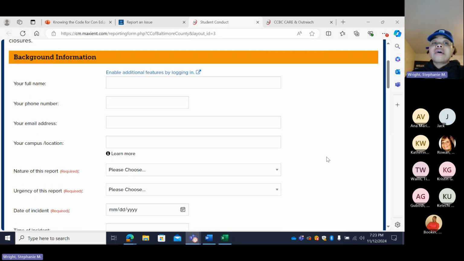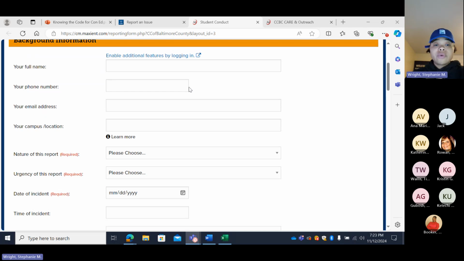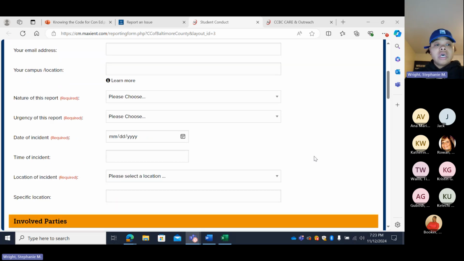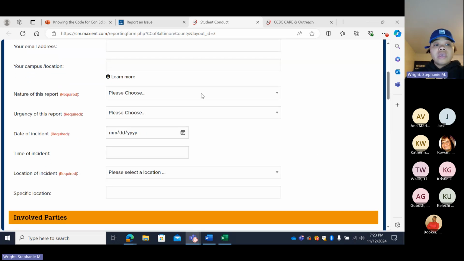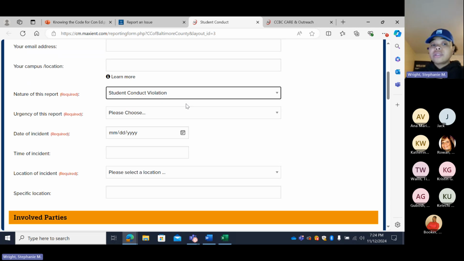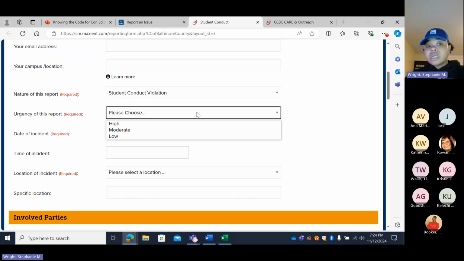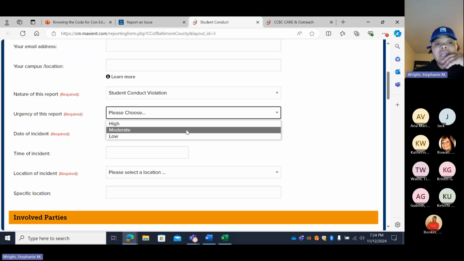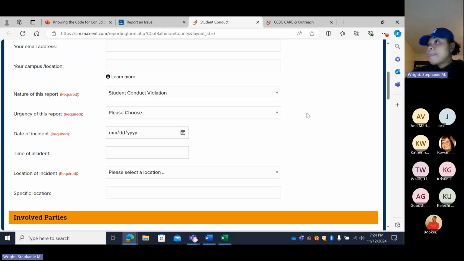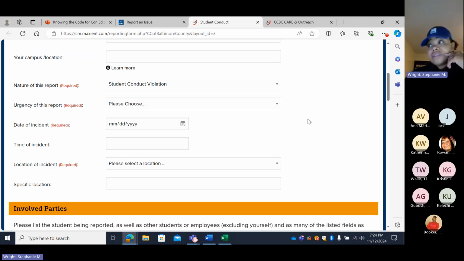So you need to fill this out in its entirety: first name, phone number, email, campus location, and the nature of report, student conduct violation. Urgency of report. Now, if this was something like you had a huge fight, blowout in your classroom, I would definitely make that high, right? Anything else I think can be rated at a low or moderate, but I see every report that comes in and they are sent out by the following business day, if not the same business day, depending on the time that it comes in, to start being addressed.